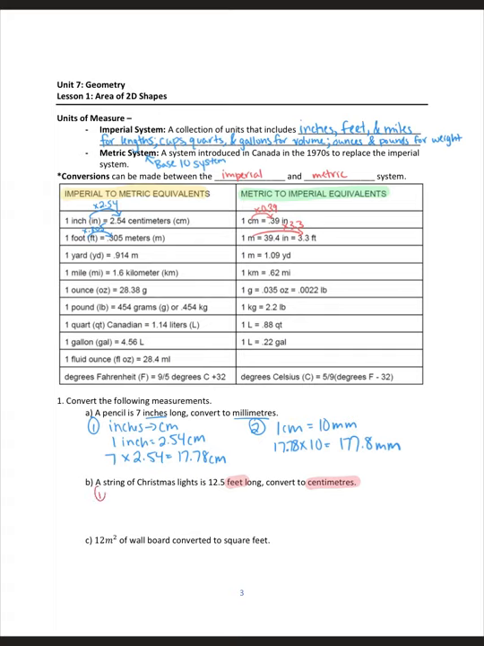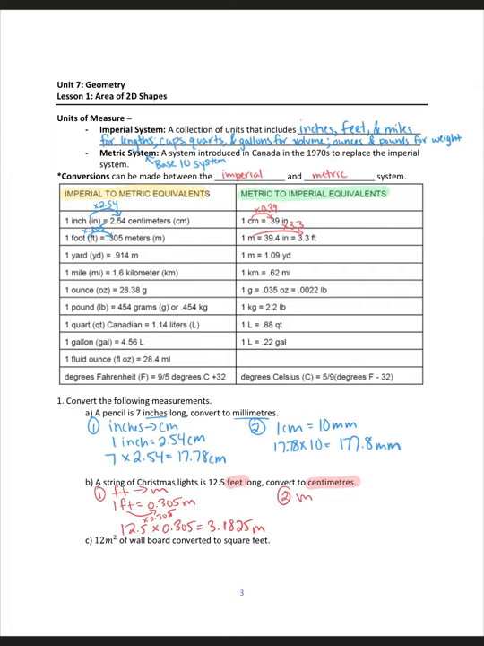So let's first go from feet to meters, and we know 1 foot equals 0.305 meters. So we're going to multiply by that 0.305. So if we have 12.5 feet, we're going to multiply by 0.305, and that's going to equal 3.1825 meters.